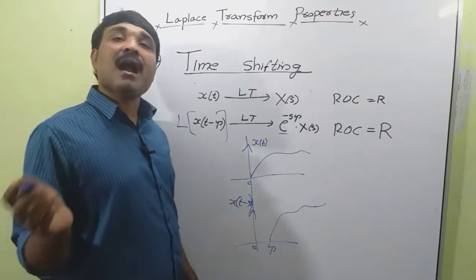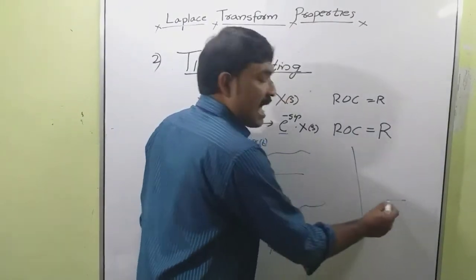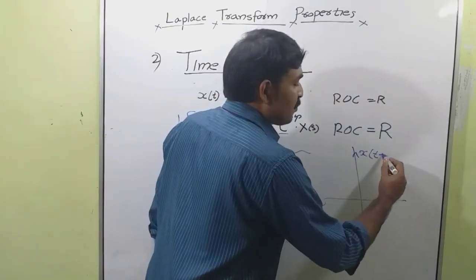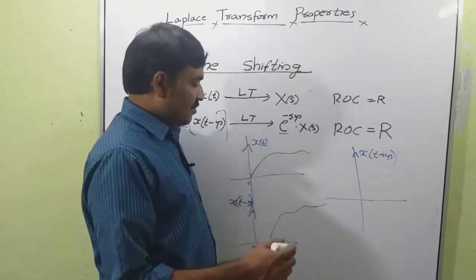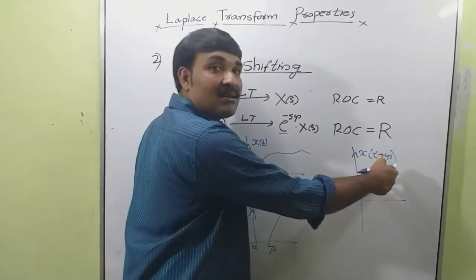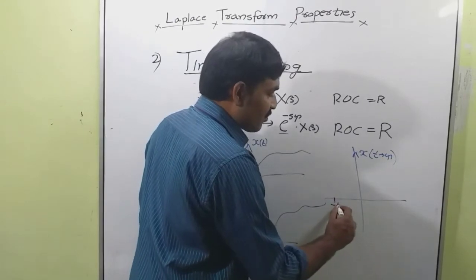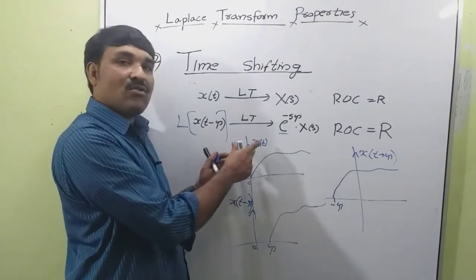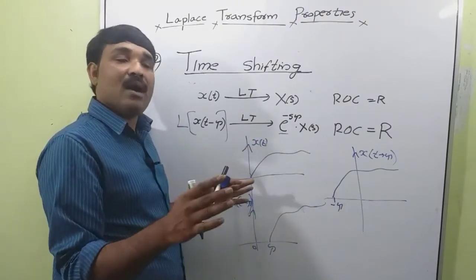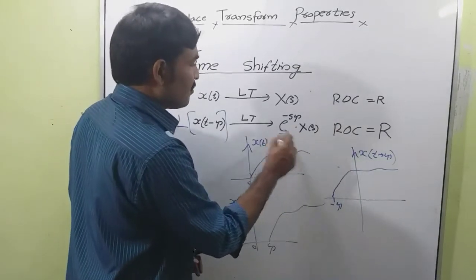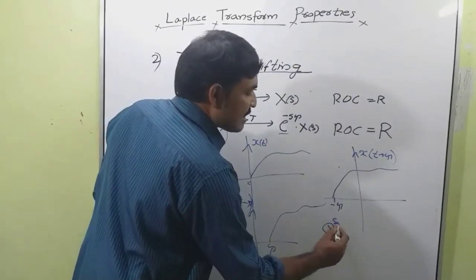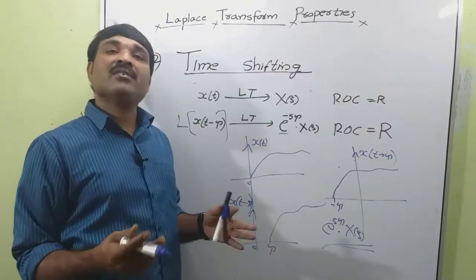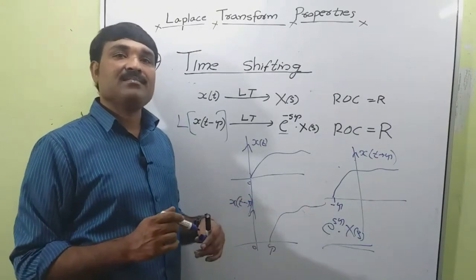In the case of a time advanced signal, that is represented by x(t plus tau). This is an advanced signal. Suppose I am advancing this signal by tau units. Then the signal will start from minus tau and look exactly similar to the signal x(t), but with a time advance. And the Laplace transform for this signal is e raised to s tau into X(s). Okay, and the region of convergence for both signals is the same, that is R.